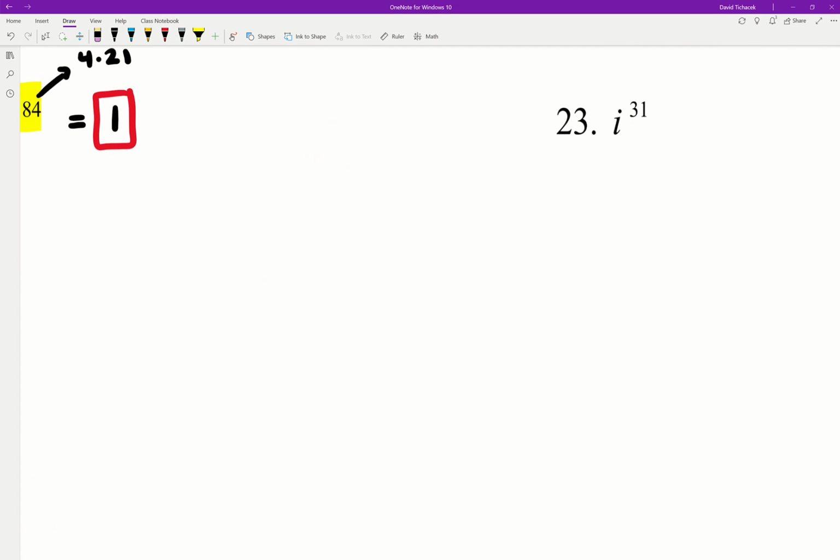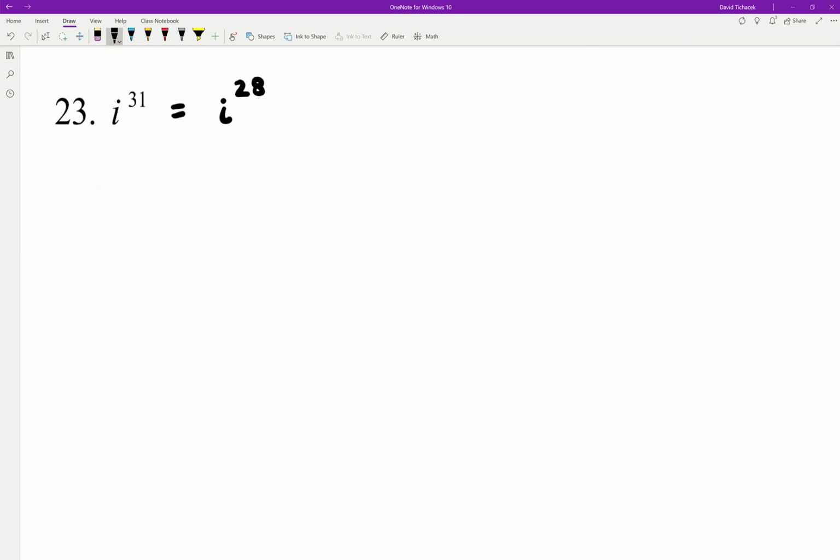If you look at number 23, that says i to the 31st power, and so 31 is not a multiple of 4, but what you could do is you could break this up as i to the 28th power times i to the 3rd power. Because remember, if you multiply like bases, you would add those exponents. So 28 plus 3 would be 31. And the reason that I break it up that way is because 28 is a multiple of 4. Okay, 28 specifically is what you get when you take 4 times 7.